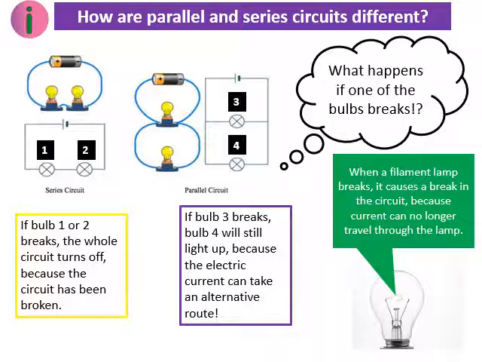The reason that happens is because inside a filament lamp there's a tiny, really thin piece of metal called the filament. And if that bulb breaks, then the filament is causing a break in the circuit. So the electricity can't flow, can't jump through the air. That's what lightning does, but not at voltages of this size that we're talking about. So it can't just jump, so it can't flow through the circuit.